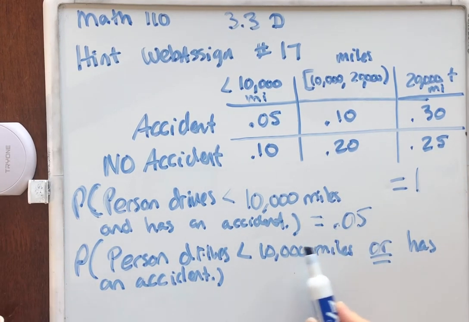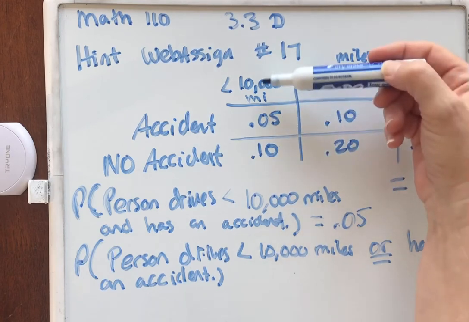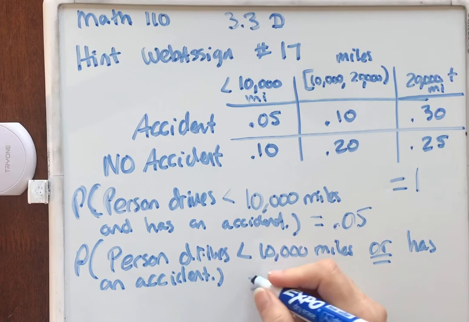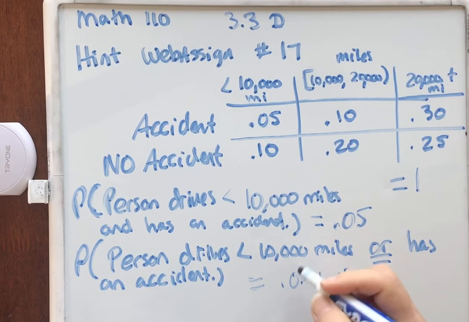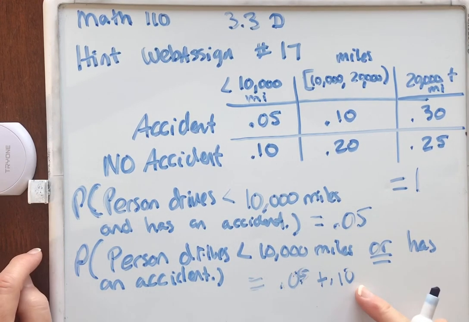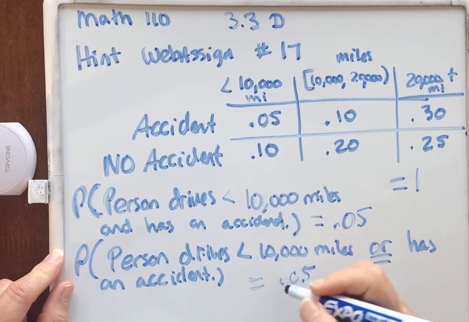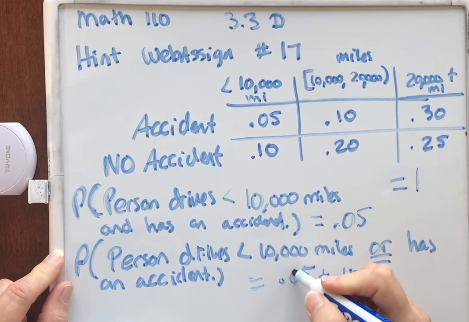So let's look at this part first. Person drives less than 10,000 miles. So we're not concerned about having an accident or not having an accident. Under this column, we're going to include both of them. 0.05 plus 0.10. So that's first the probability a person drives less than 10,000 miles. 0.05 for having an accident and 0.10 not having an accident.